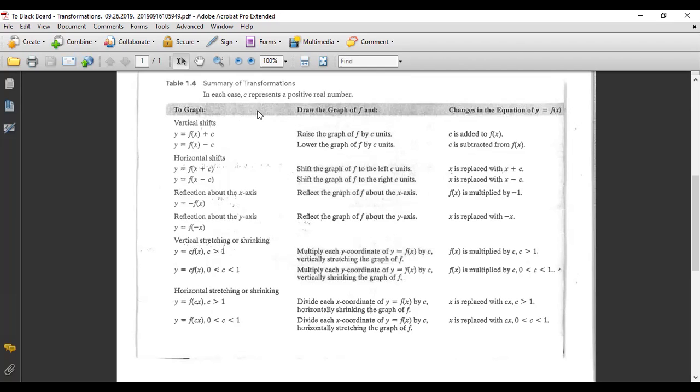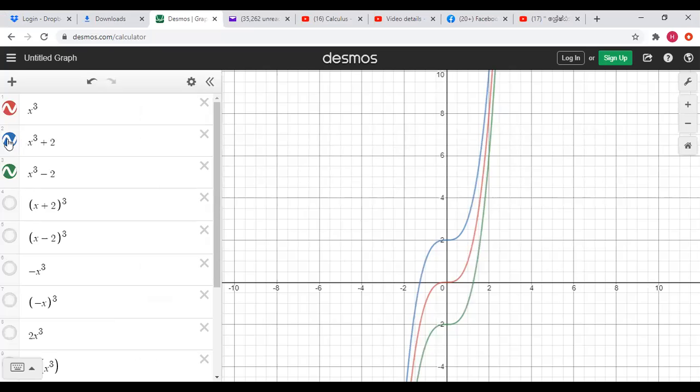You have to be familiar with this. Just looking at this table, you do not get an idea. After you see a few graphs, how it's behaving, then only you can understand this table. Therefore, I'm going to share a few graphs I did using the online calculator, Desmos online calculator. Here it is. Okay, let me clear all these.